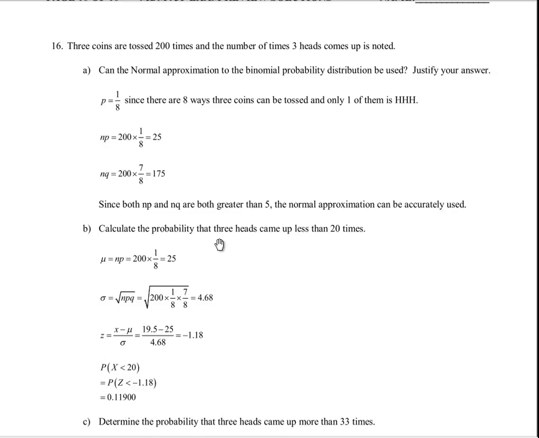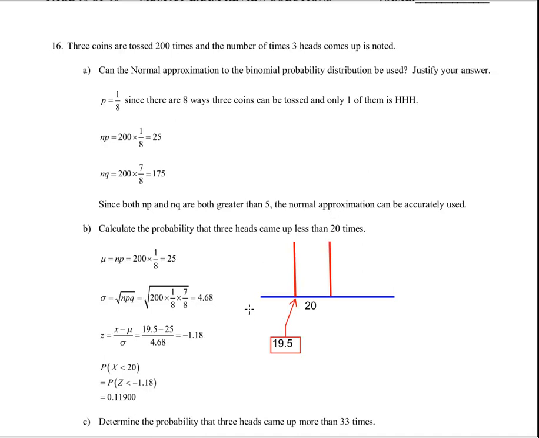So, let's calculate the probability that 3 heads comes up less than 20 times. Okay? So we already did NP up here, but that's your mean. NP is 25. And the standard deviation is the square root of NPQ. So the square root of 200 times 1/8 times 7/8 will give us 4.68. Now, less than 20, if you remember, and actually I'm going to just pause and make a drawing here.